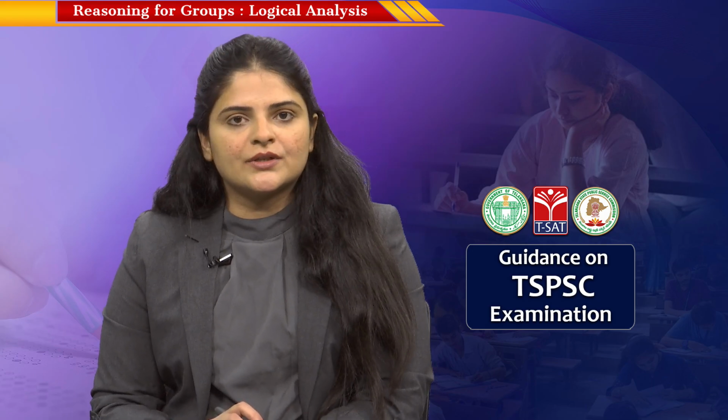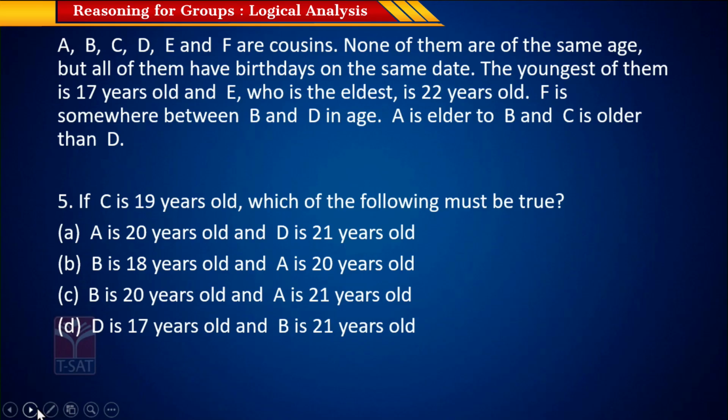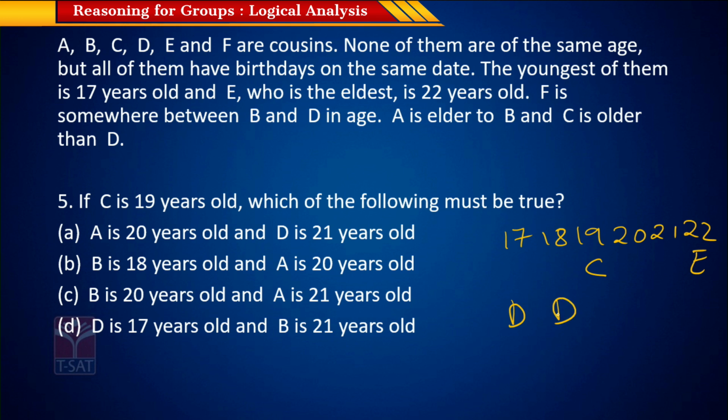Let's look at the next question now. It says that C is 19 years old. Then which of the following must be true? Okay, let's look at that. 17, 18, 19, 20, 21 and 22. E is 22. C is 19. And you know that C is older to B and C is older to D and A is older to C. So D can either be 17 or 18.